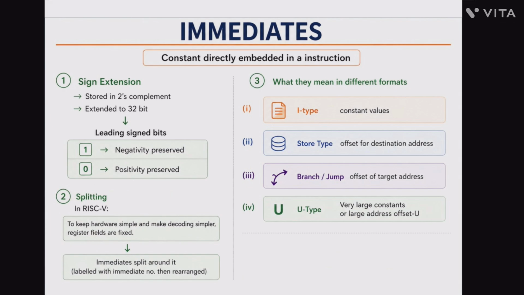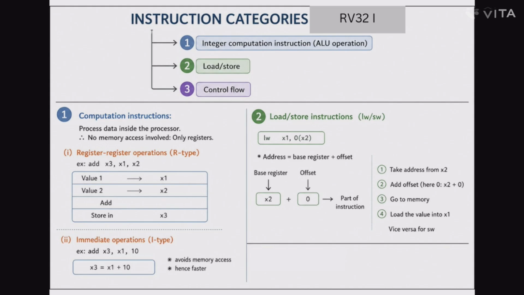Coming to instruction categories, there are majorly 6 types divided into these 3 groups. One is computation instruction, ALU operation, load store instruction, and control flow. Computation instructions are the instructions where we'll do the basic operations like register operations, immediate operations, and load store architecture.